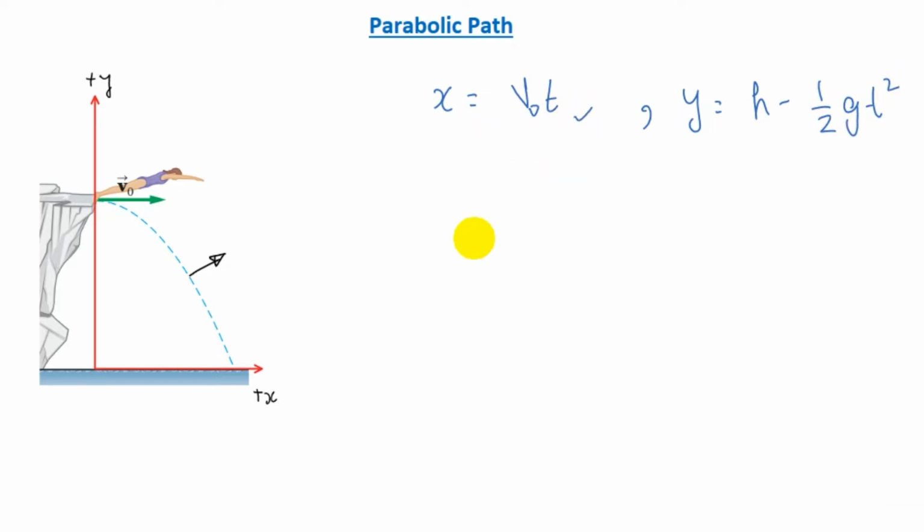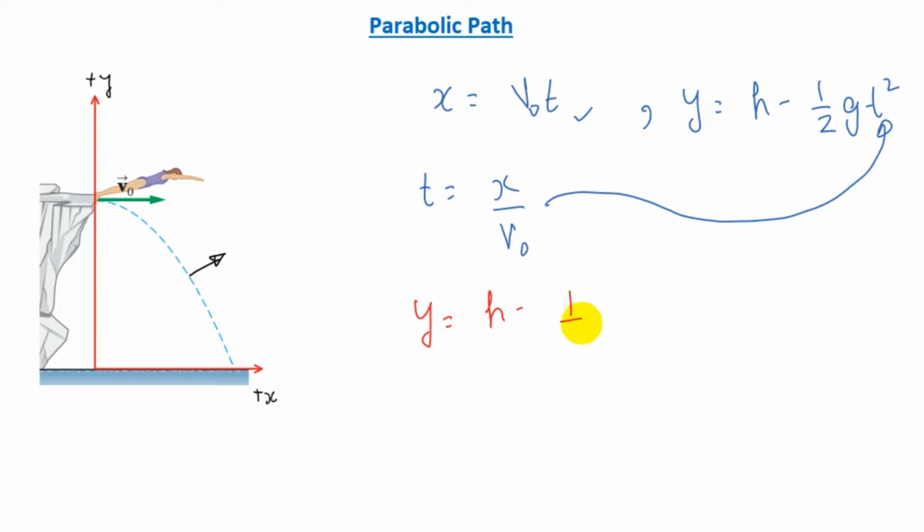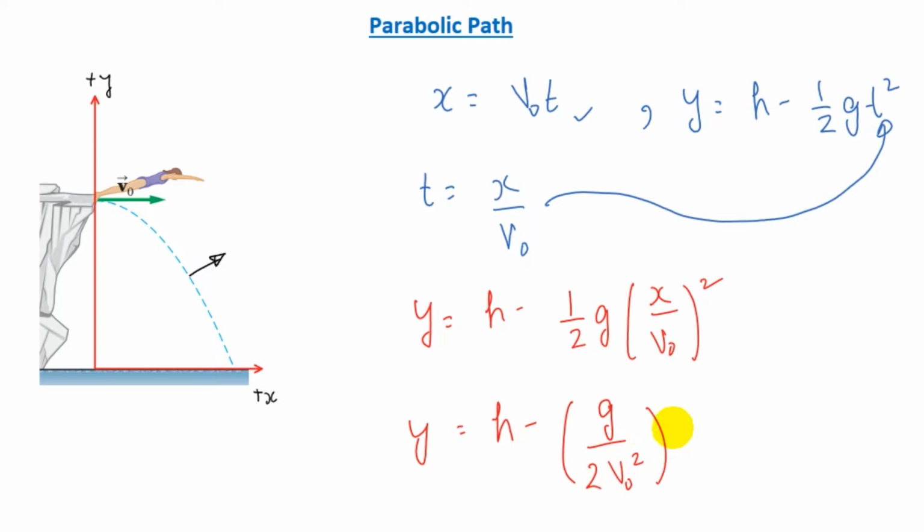Now from this equation we can write t equals x over v0 and I can put the value of t here. So this equation becomes y equals h minus 1 over 2 times g, now t is x over v0, and its square. On further simplification, we get y equals h minus g over 2 v0 square multiplied with x square.